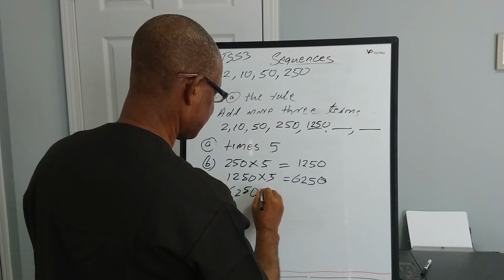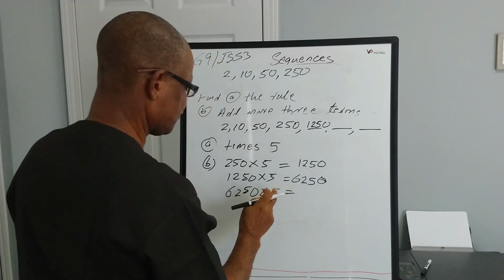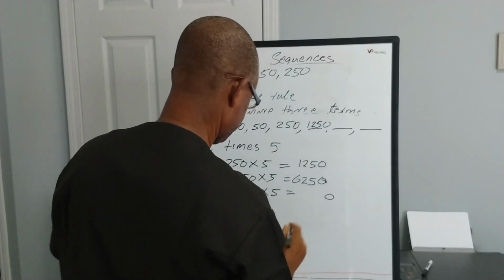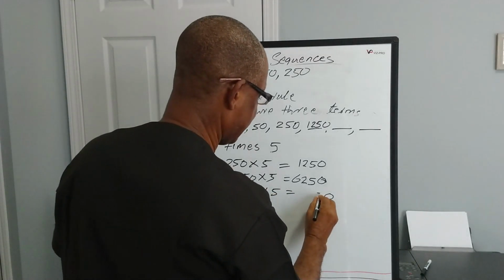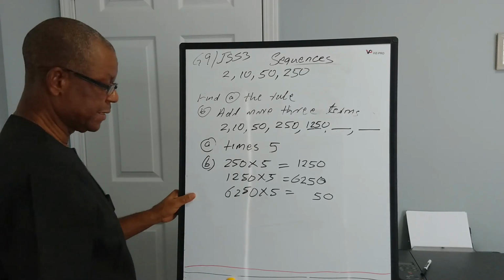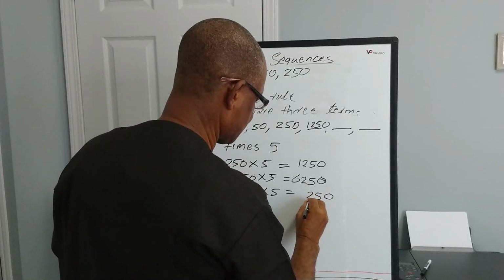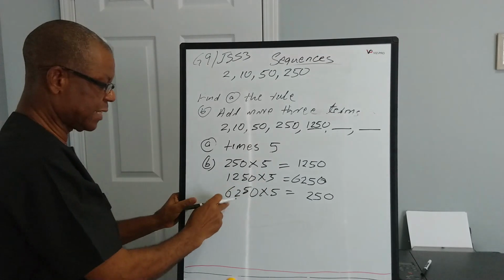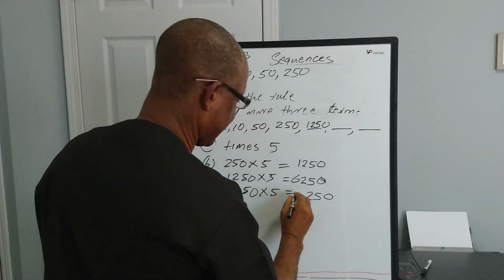And 6250 times 5 will give us 5 times 0 is 0. 5 times 5 is 25. We write 5 and carry 2. 5 times 2 is 10. 10 plus 2 is 12. We write 2 and carry 1. 5 times 6 is 30. 30 plus the 1 we carried is 31.